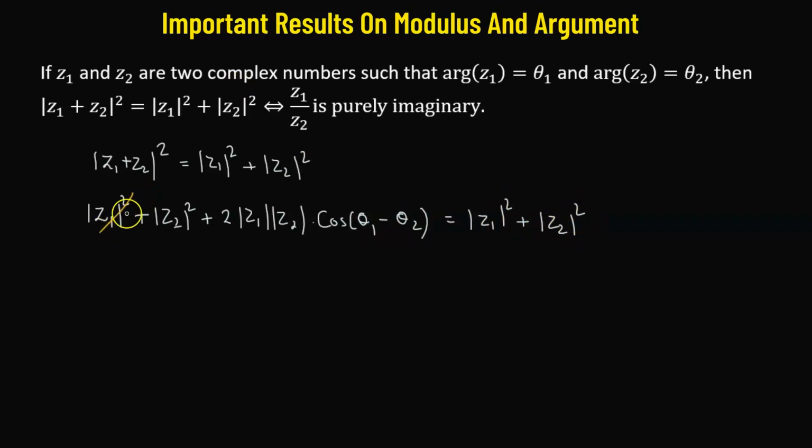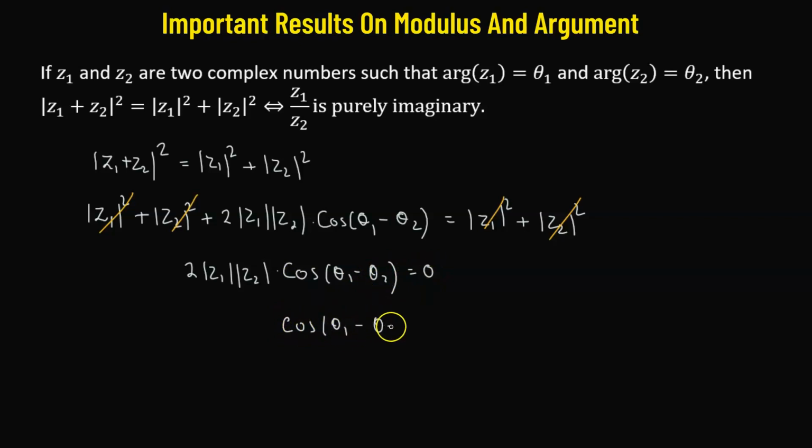Now here we can cancel out the absolute value of z1 squared and the absolute value of z2 squared from both sides, and this is going to give us 2 times the absolute value of z1 times the absolute value of z2 times cosine of theta 1 minus theta 2 equals 0, or simply put, cosine of theta 1 minus theta 2 equals 0. So this means that theta 1 minus theta 2 must be equal to pi over 2 radians.